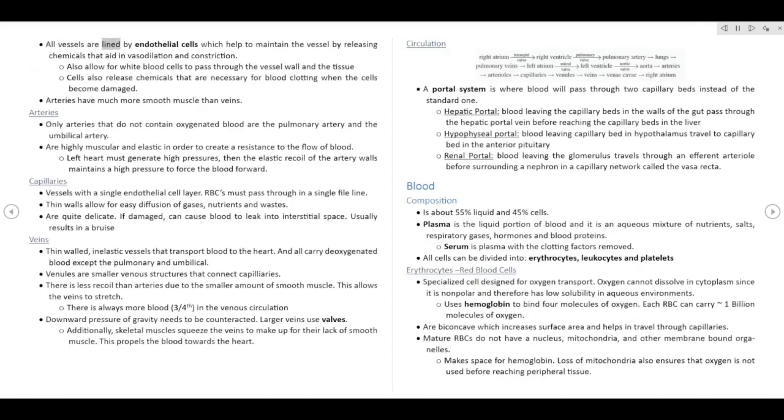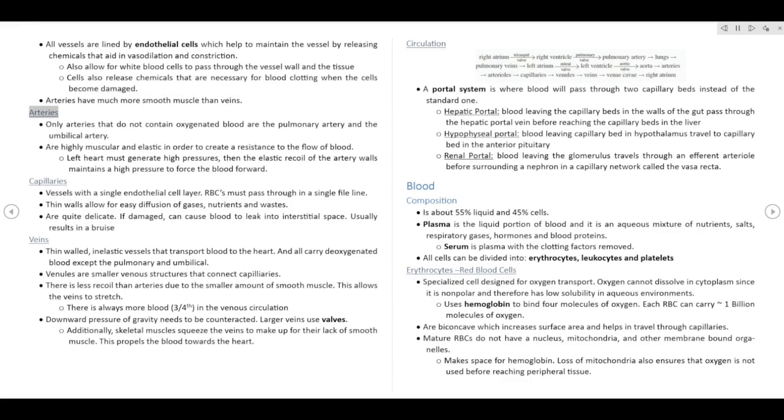All vessels are lined by endothelial cells, which help to maintain the vessel by releasing chemicals that aid in vasodilation and constriction. They also allow white blood cells to pass through the vessel wall and into the tissue. The cells also release chemicals that are necessary for blood clotting when the cells become damaged. Arteries have much more smooth muscle than veins.